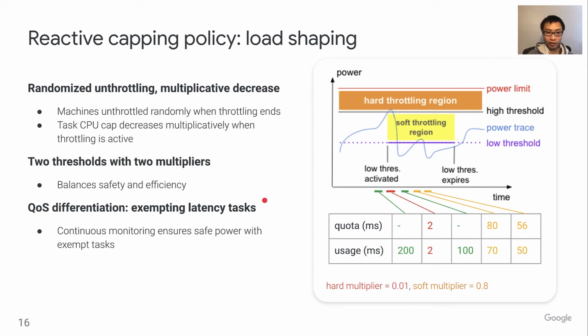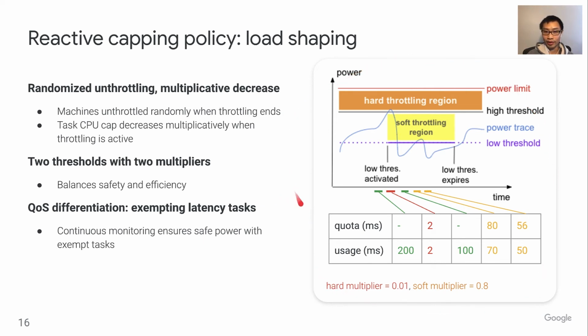We achieve QoS differentiation by exempting latency-sensitive tasks. It's important to note that we have continuous monitoring to ensure power safety with the exempt tasks. That is, the exempt tasks will not draw too much power, and by throttling only the throughput-oriented tasks, it's sufficient to reduce enough power.